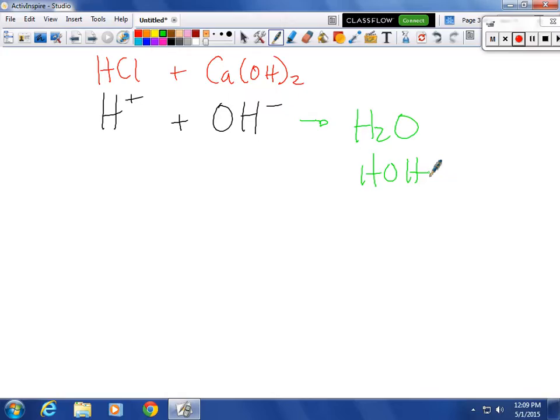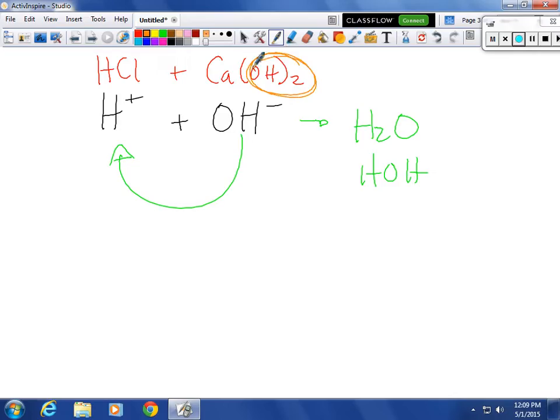Okay, so for every one hydrogen in hydrochloric acid, how many hydroxide do you have for calcium hydroxide? 2, so you have double the amount, right? So you just need half as much. Does that make sense? So you need half as much of this because every one is going to neutralize, but you have 2 per molecule. So does that make sense chemistry-wise?